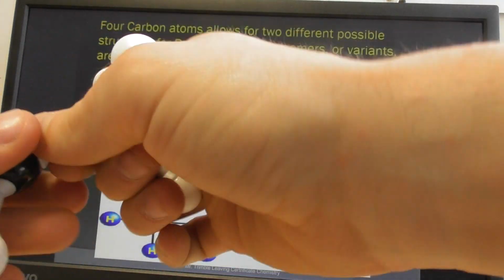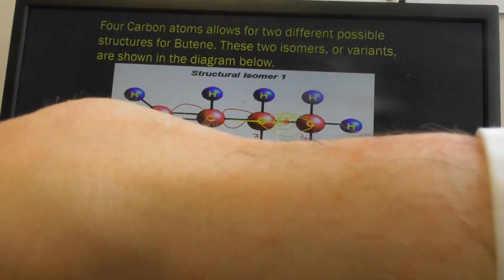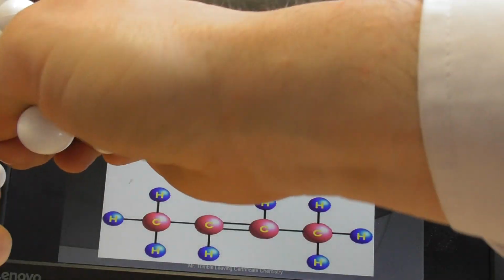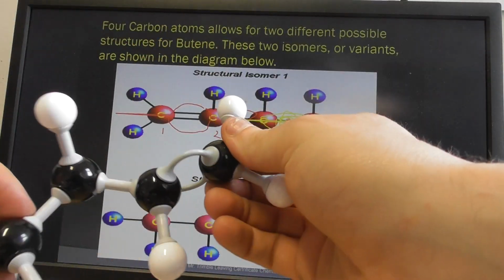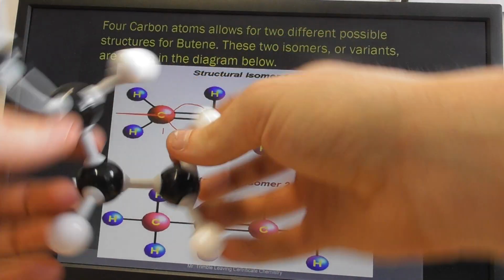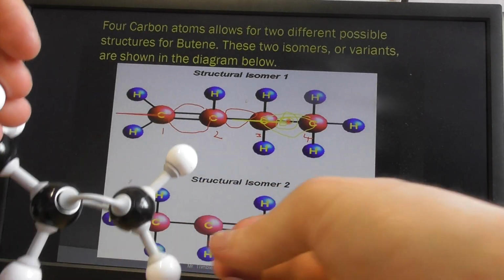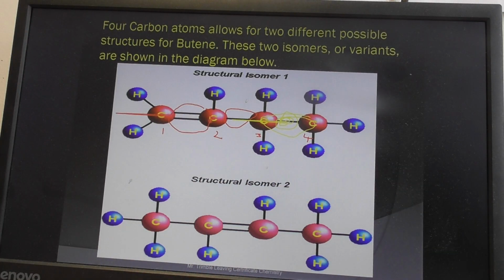Like if I go from that side and I switch it around and I put that one on the end, you need to think about that now. Like if you draw it like that or you draw it like that, it's still the same molecule, you've just rotated it around. So the big emphasis here is that you do have two possible locations.